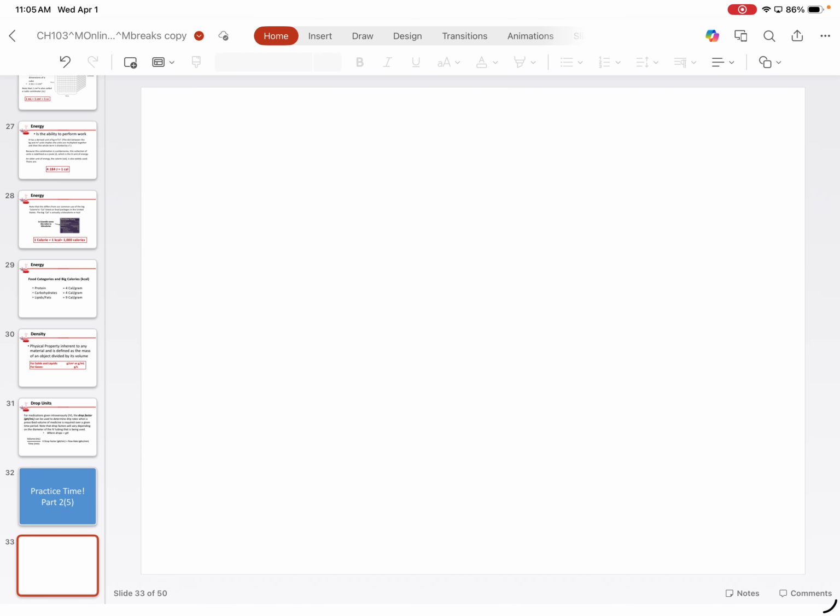So, understanding that protein and carbohydrates contain 4 big calories per gram of energy, and lipids contain 9 calories per gram. How much energy does a snack that contains 5 grams of fat, 7 grams of carbohydrate, and 3 grams of protein contain?